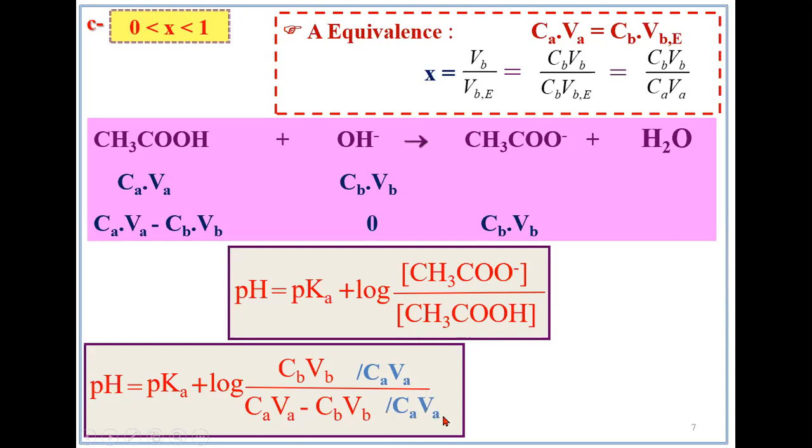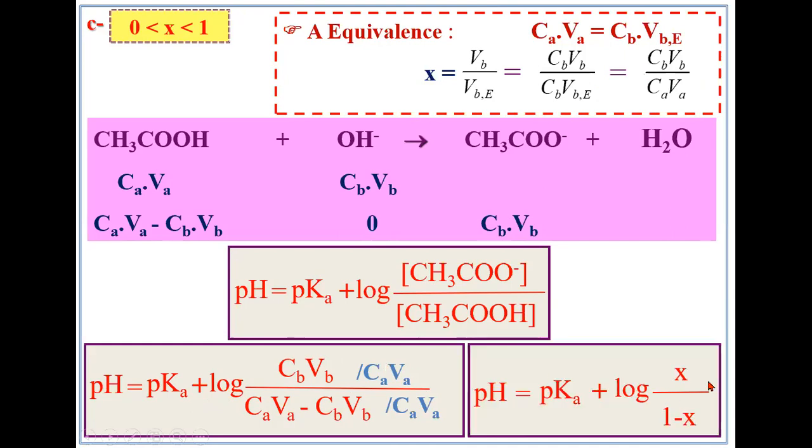Now the question is, why am I doing that? You're going to see. What is CBVB divided by CAVA? We just derived that right on top. That's just x, okay? And the denominator here, if you divide by CAVA, that's just 1 minus x.